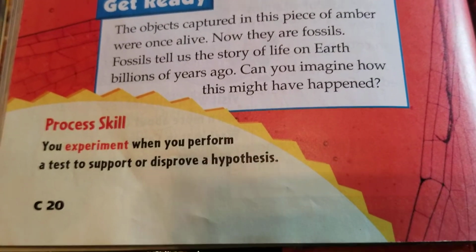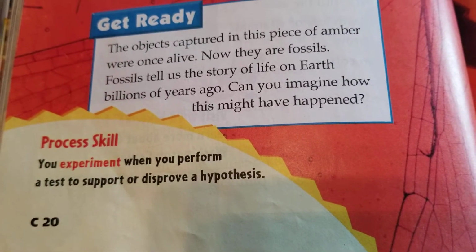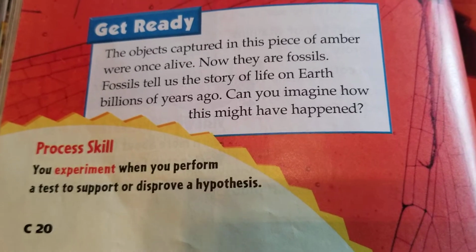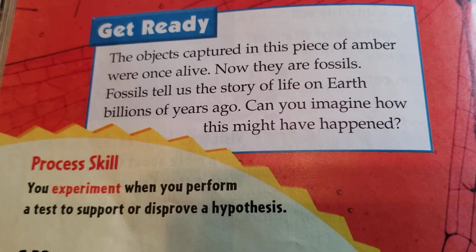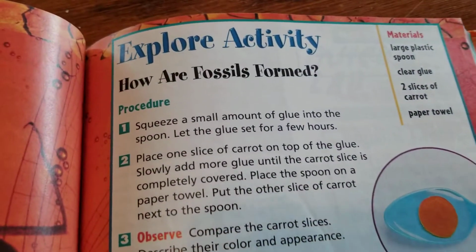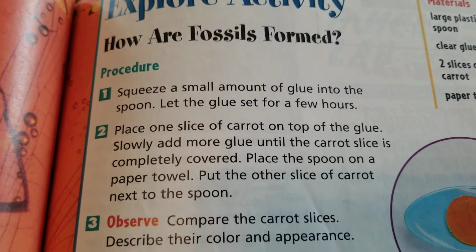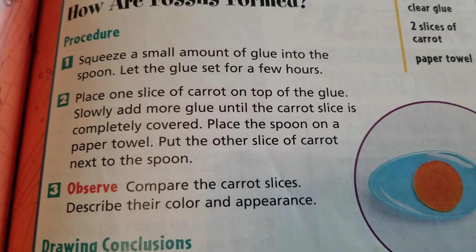And then there's just talking about the process skill of experimenting when you perform a test to support or disprove a hypothesis. A hypothesis is an educated guess, what you think about something based on what you know. Now, there is an activity here. I don't have clear glue, but if you had some clear glue at your house, or you could get your hands on some, you could try this.